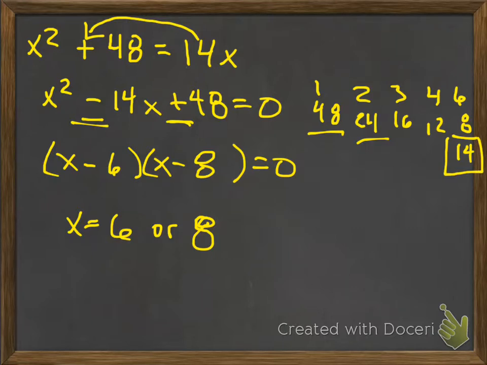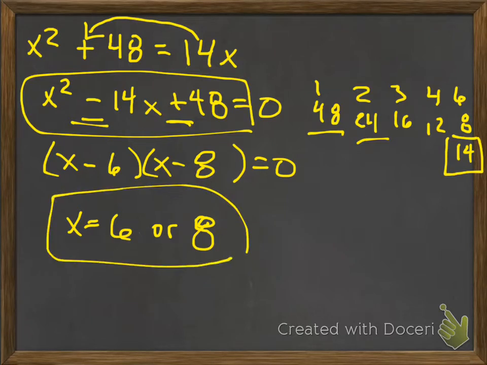If you graph this equation, these are the zeros you would get on the calculator. So keep that in mind. And again, if you want to check your work, think about this. Negative 6 times negative 8 is positive 48. Negative 6 minus 8 is negative 14.